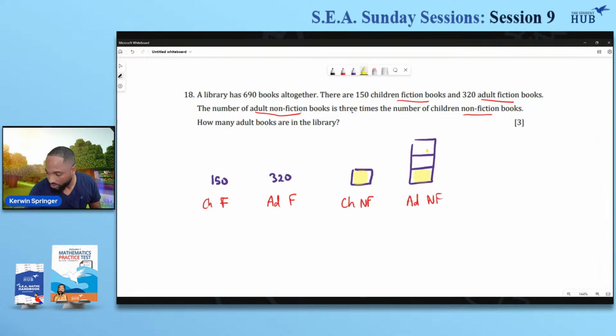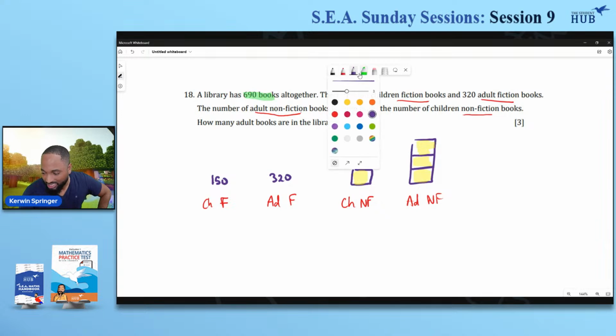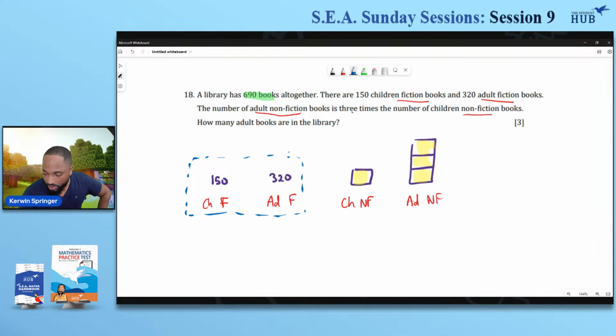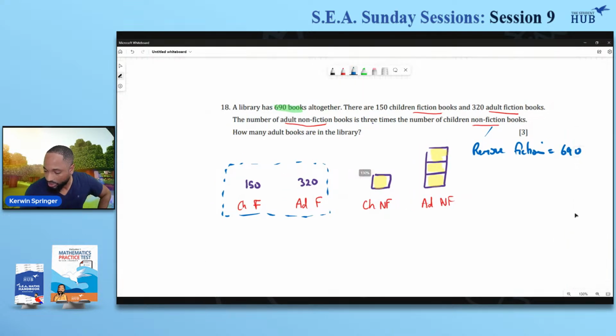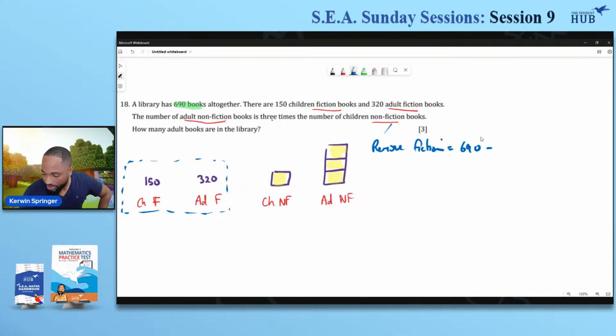What is this they're asking us? What they're asking me to do here? How many adult books are in the library? Do we know how many books altogether? Thank the Lord, we know how many books altogether. So I have to consider this part here as excess to be able to solve for one part. So I have to remove the fiction books, both adult and children. So 690 minus 150 plus 320. So I'll only be dealing with this set.